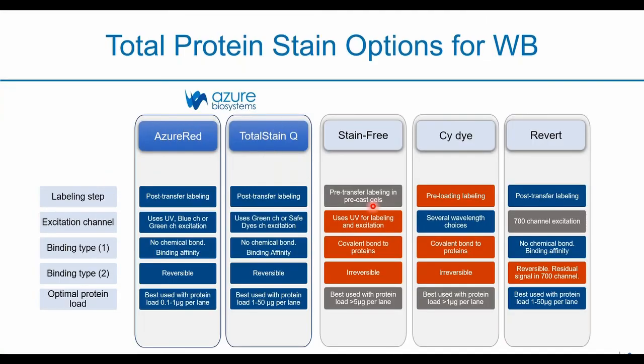Oh yes, thanks, Nicole, for telling this. Let me put out the slide here. So for the excitation channel of Azure Red, total stain Q and stain free, UV can excite it. So if your imaging system has UV light, you can excite it and detect it using a CCD camera. Yes, you can do that. Thanks, Nicole, for answering this.